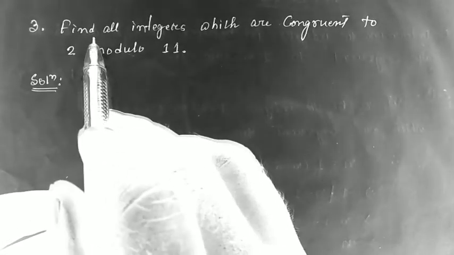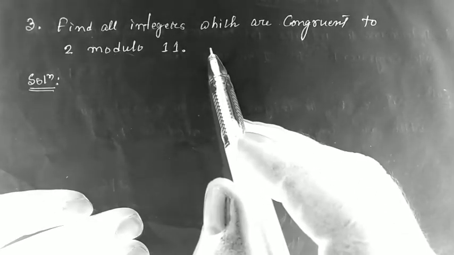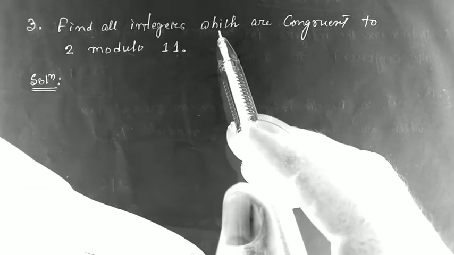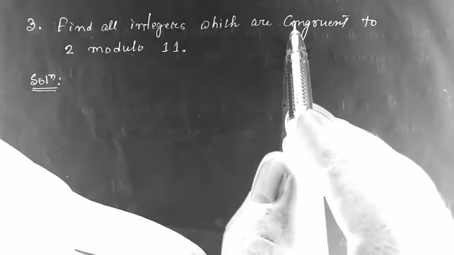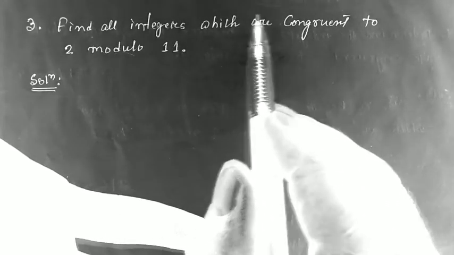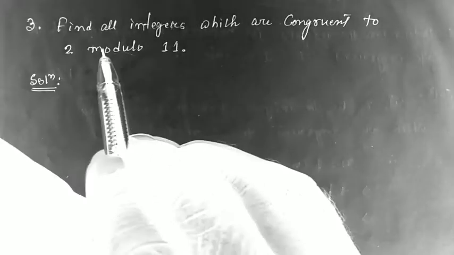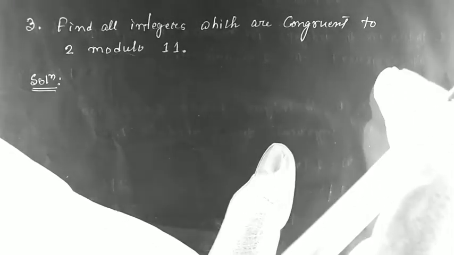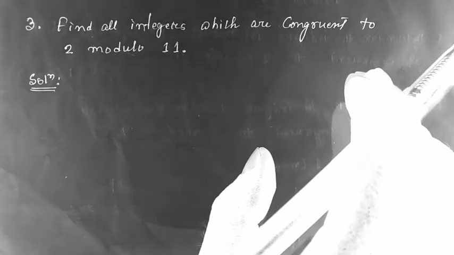Question number 3 is: find all integers which are congruent to 2 modulo 11. In the previous question, that means the first question, we had to find the integers which are between 50 and 100. But in this question, there is no such condition of being between any two numbers. So we have to find all the integers which are congruent to 2 modulo 11. There is no such condition as between 100 and 200, or between 50 and 100. That condition is not given here.